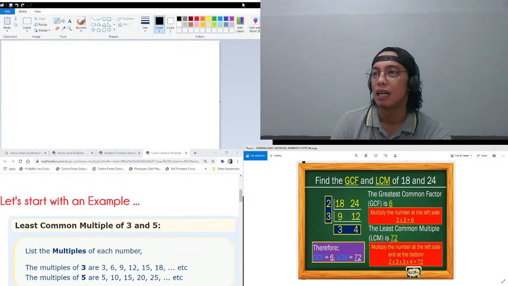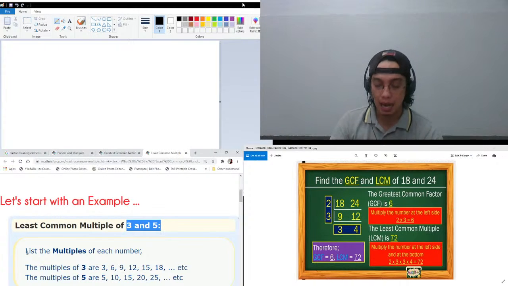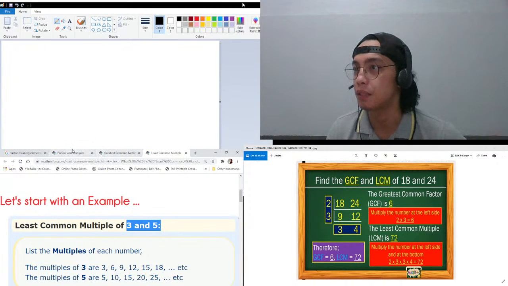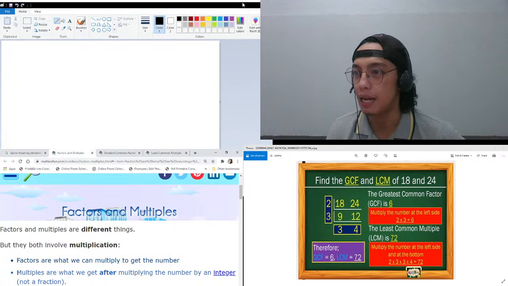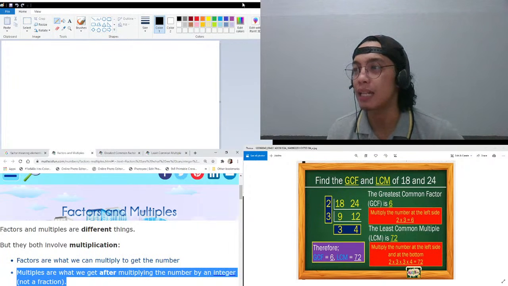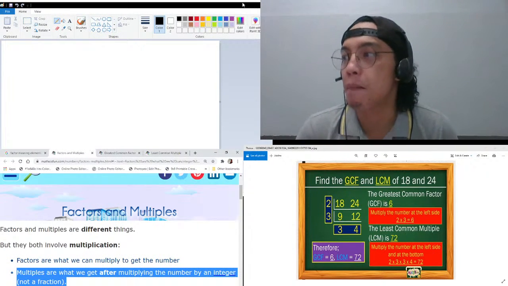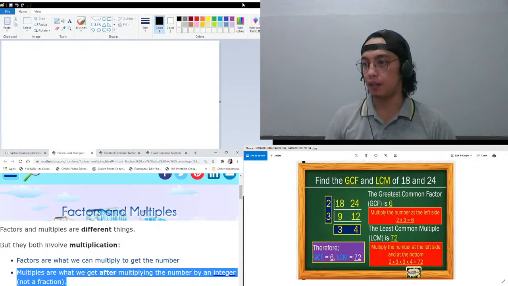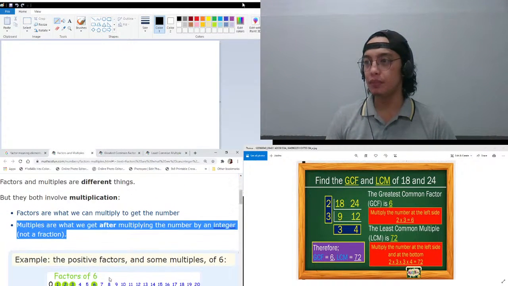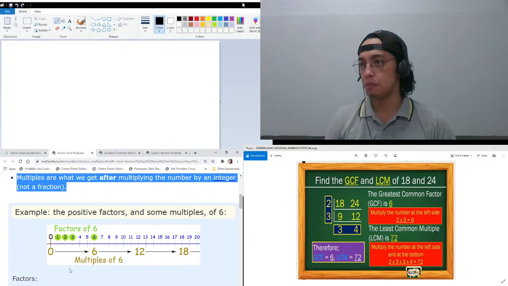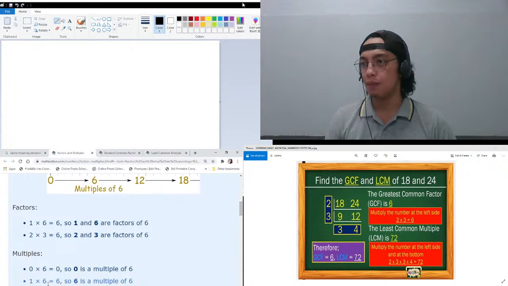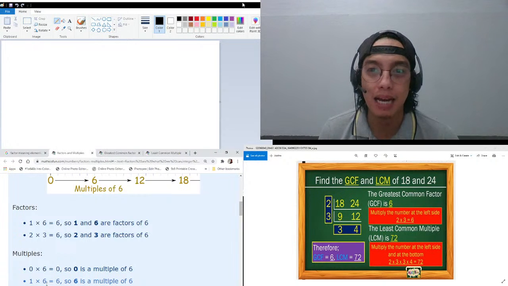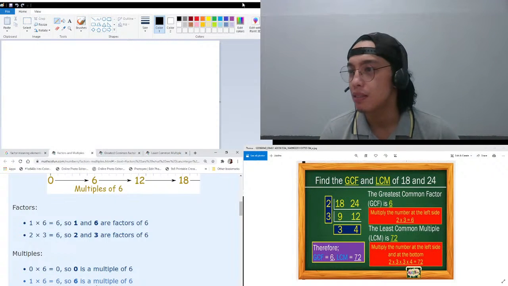Okay. Least common multiple of 3 and 5. List the multiples of each number. Ang meaning sa atong multiple is, multiples are what we get after multiplying the number by an integer, and not factor, by an integer. Multiples, okay, imo siyang i-balik-balik ang number. Sakto, no?